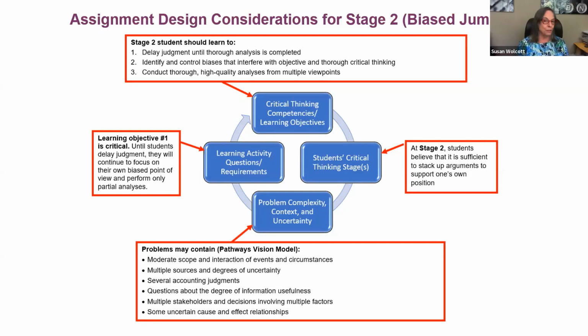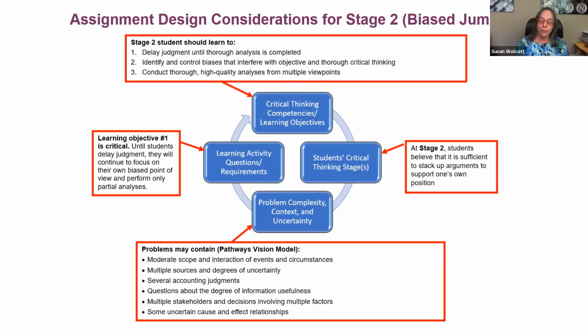You have to figure out how they're responding to your course. But at stage 2, the learning objective up at the top is delaying judgment until you've completed thorough analysis. That's really, really hard for people at this stage. And that means you may need to recognize that you have biases.